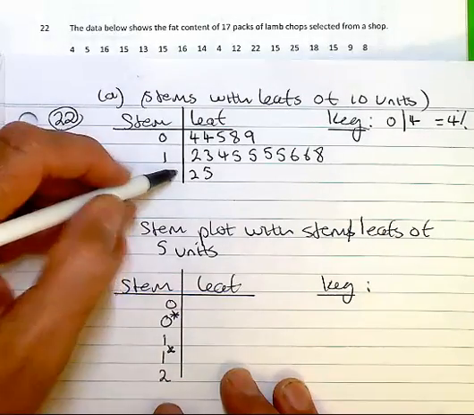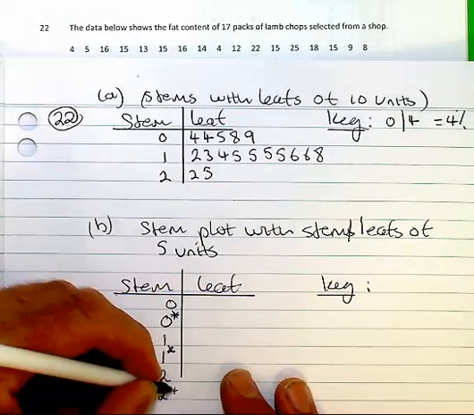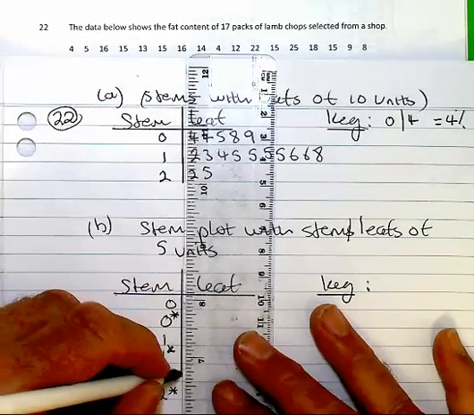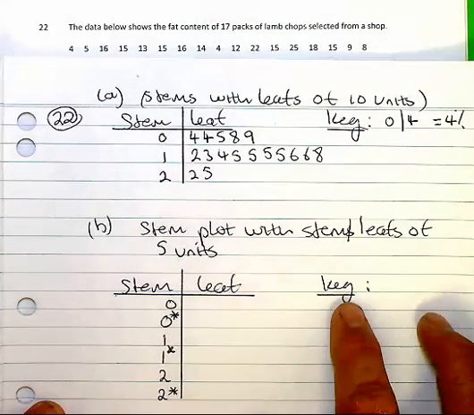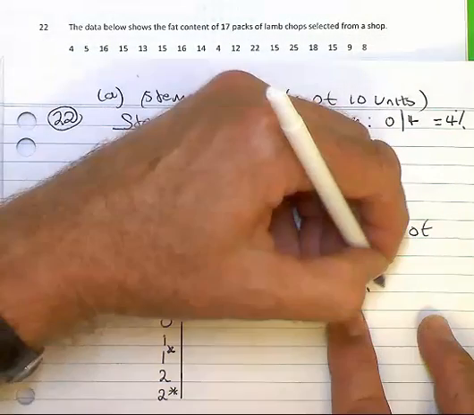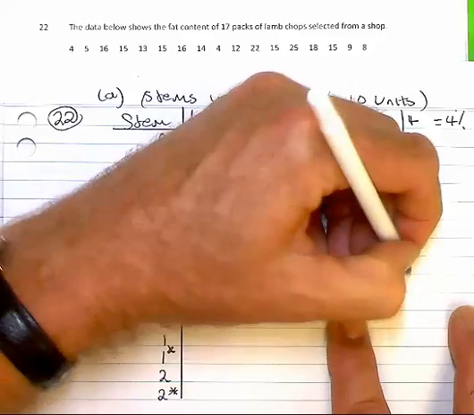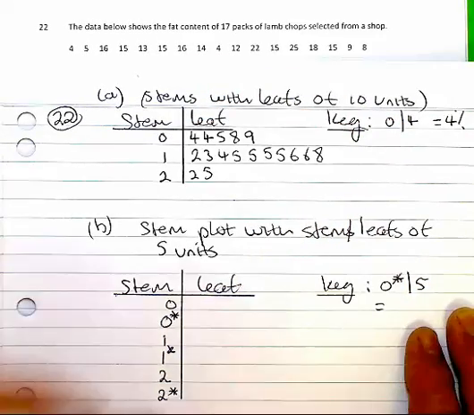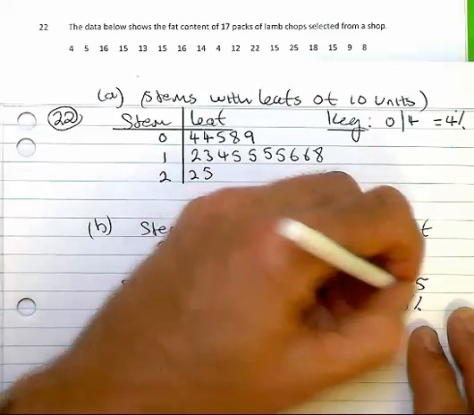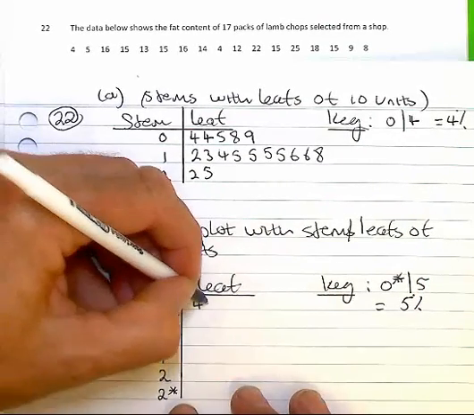Now because I go up to 25, I'll also have to include 2 star. Bit of a clue here, when I'm keying this out or using a key, I'll give an example of the star setting. So 0 star 5 will be equal to a fat content of 5%. I'll just put the numbers through now.